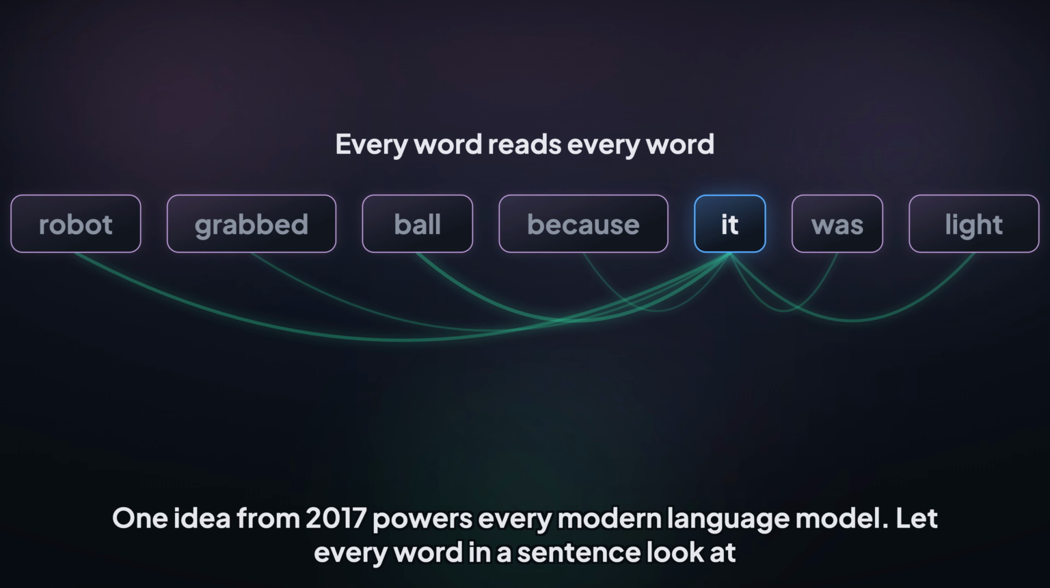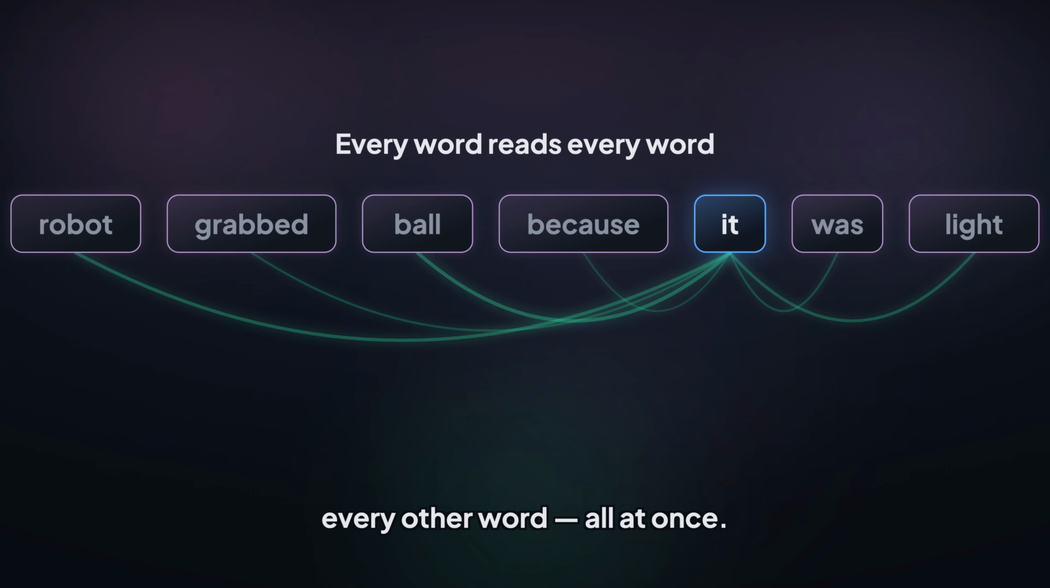One idea from 2017 powers every modern language model. Let every word in a sentence look at every other word all at once.